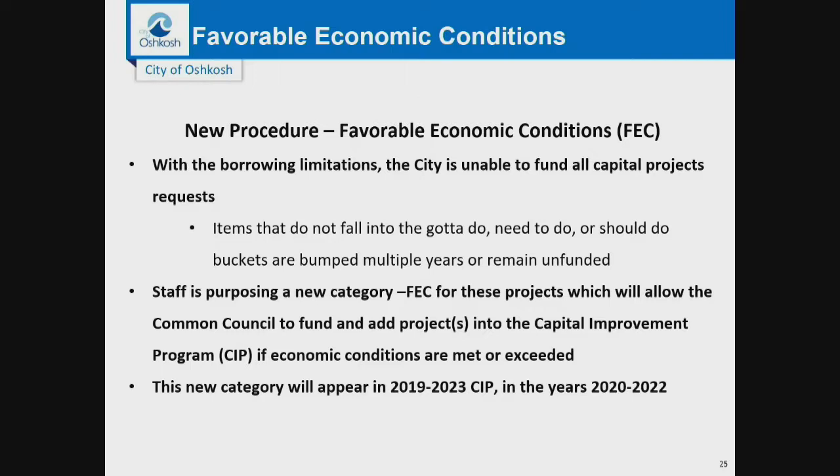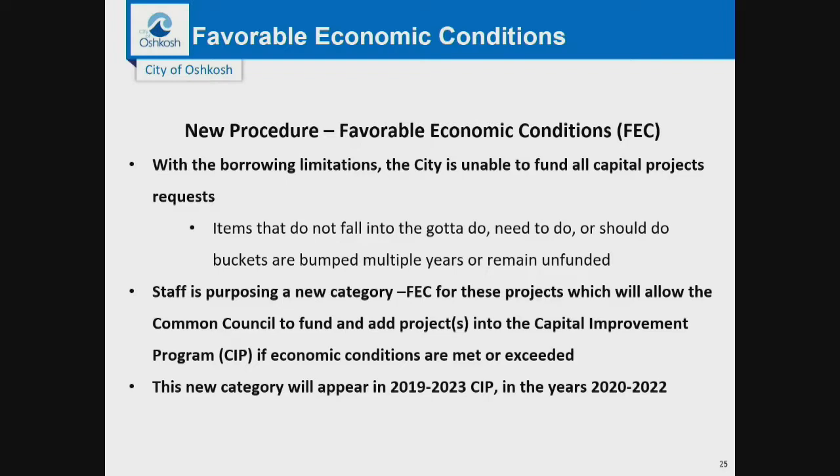And as our community has started to grow and we're seeing the economic development, we want a holding place for the projects, so that if something were to happen, they're on your radar and you know about them. And so how do we address that? And how do we put that into our plan, but also not decrease the gains that we have made in decreasing our debt capacity? So what we're proposing is a new category, and I like to call it the FEC category. And basically, the projects that would go under this FEC category would be projects that the council would have the purview to add into the capital improvement program if the correct economic conditions are met or exceeded.